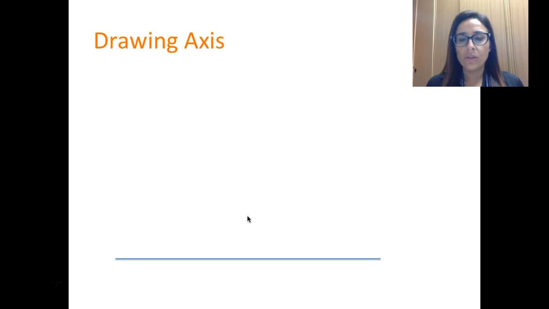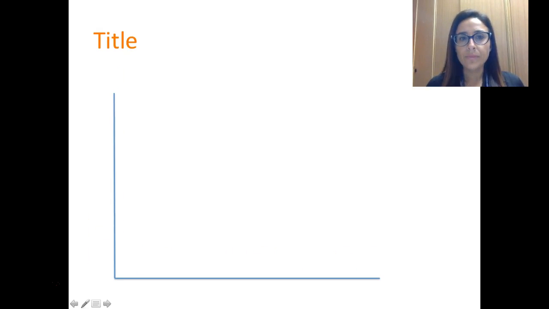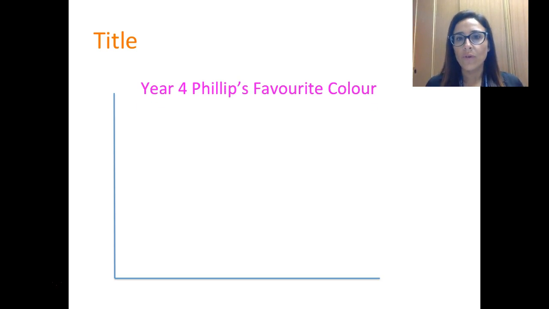There is your horizontal axis, and here is your vertical axis. See, it looks like a big capital L. The next thing you need to do is give your graph a title. Since we're looking at Year 4's favourite colour, that is what our title will be. Year 4's favourite colour.